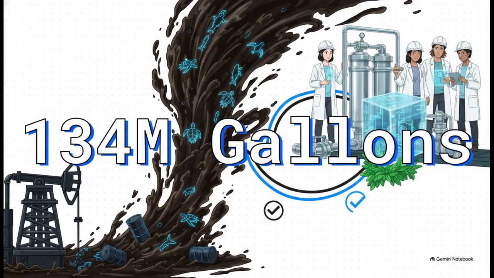And sometimes these point sources are just absolutely catastrophic in scale. Take the 2010 Deepwater Horizon oil spill, for example. That single specific event released a staggering 134 million gallons of oil. To put that in perspective, that's enough to fill over 200 Olympic-sized swimming pools. It is the largest point source of oil pollution in U.S. history.